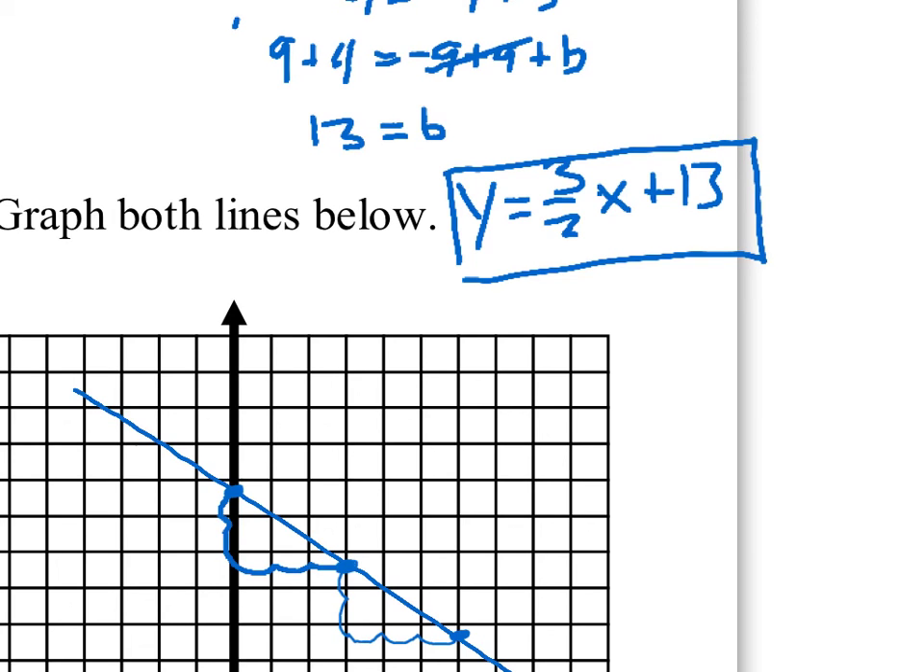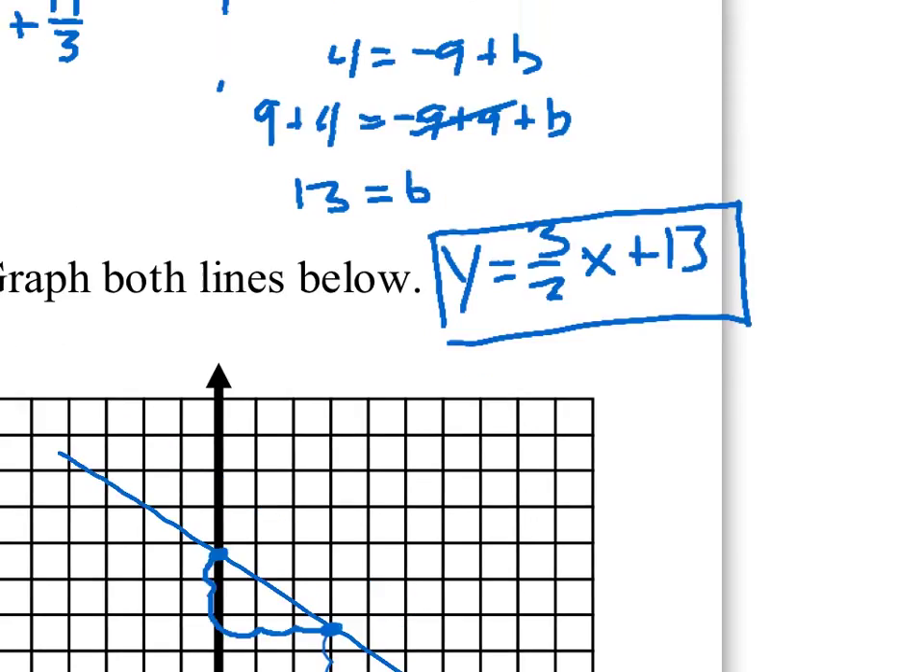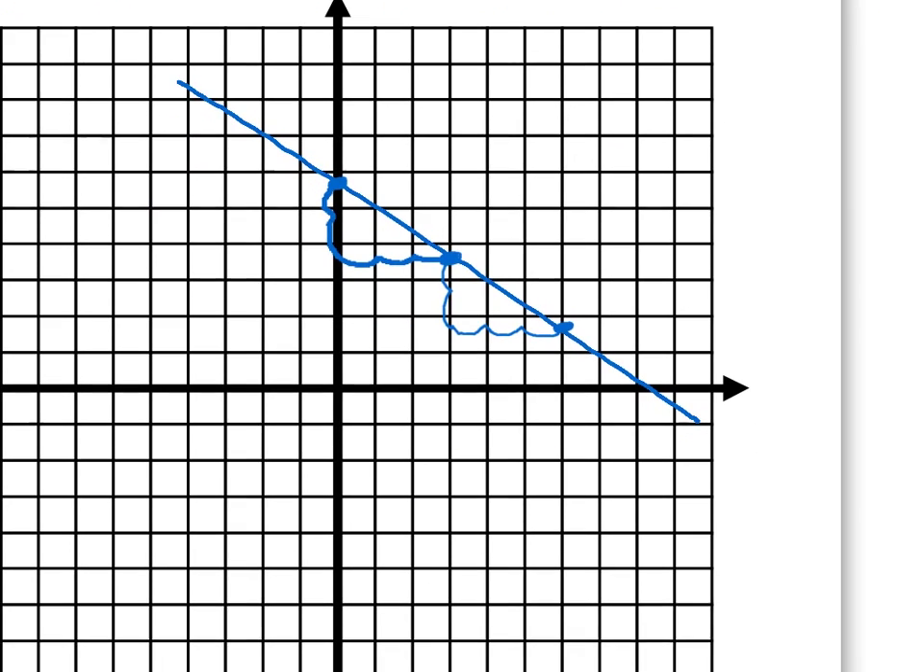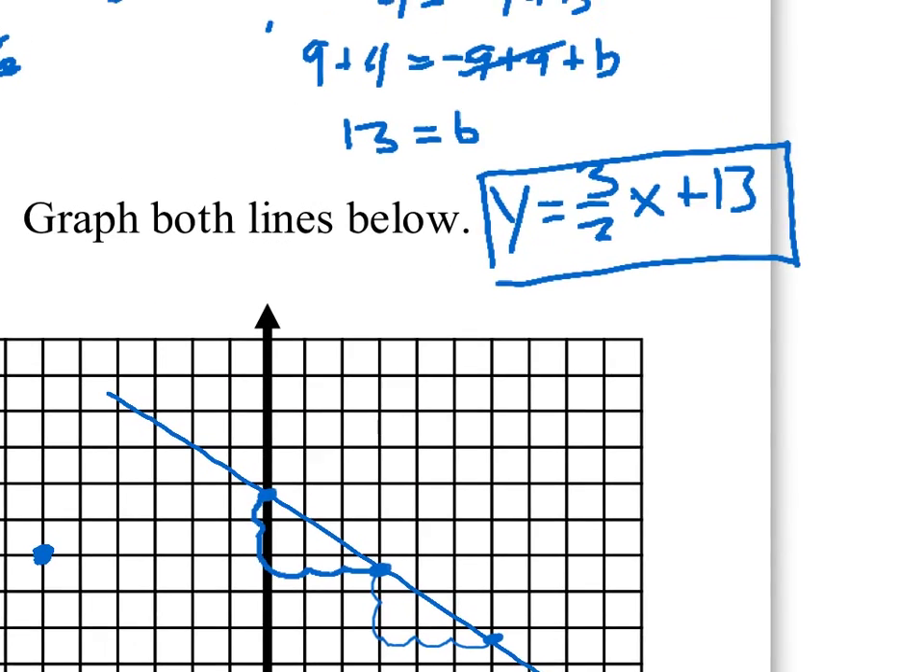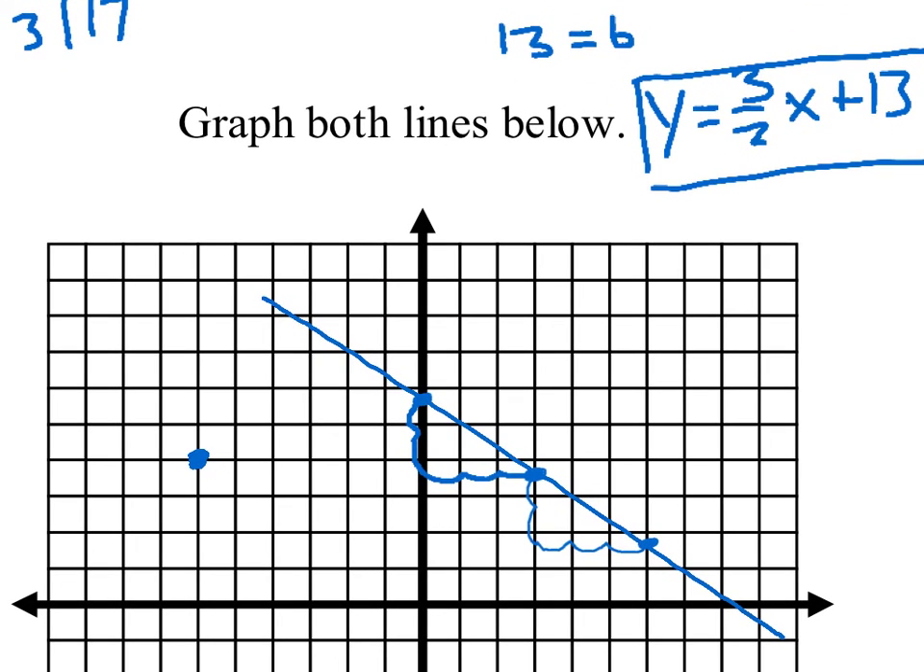Yeah, for this one we can use the point because we know that point is for this line. So I'm going to go to negative 6, 4. So over negative 6 and up to 4. And my slope is a positive 3 halves. So rise 3, run 2. Rise 3, run 2. This barely fits on there. Take my straight edge. Draw my line.